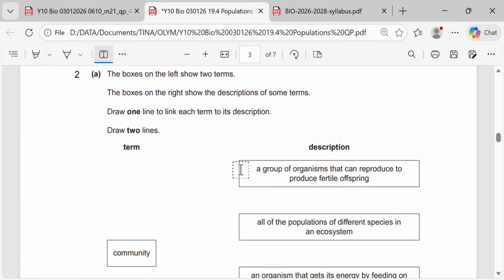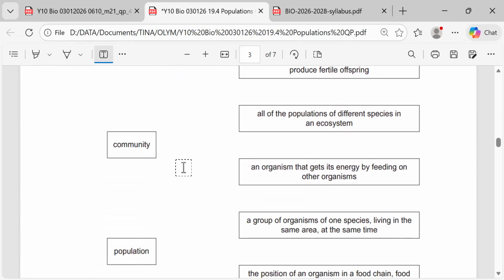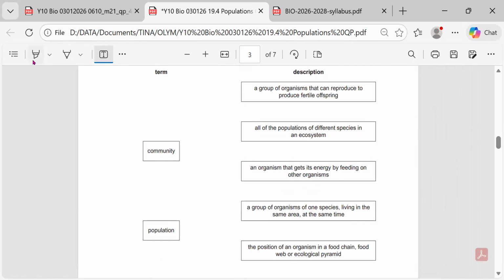The box on the left shows two terms. If you don't know this, we really sit down and cry. Community is not just one population; it is all of the populations. The second one, population, is the fourth one. What's the first one? A group of organisms that can reproduce to produce further offspring. This is species. All of the populations of different species in the ecosystem is the community.